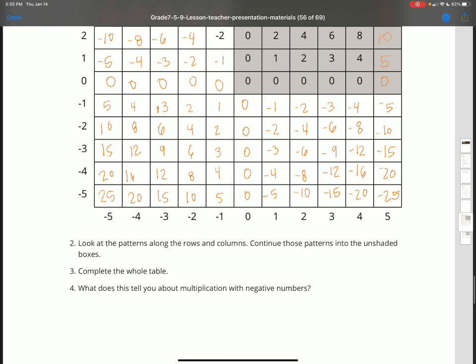All right, so number 4 says, what does this tell you about multiplication with negative numbers? Here's what the book has, and I'm going to read it to you verbatim. It says, what does this tell us about multiplying negative numbers? When you multiply a negative times a negative, it will be a positive. If you multiply two numbers that are the same, it's going to be a positive. If you multiply two numbers that are different, it's going to be a negative.